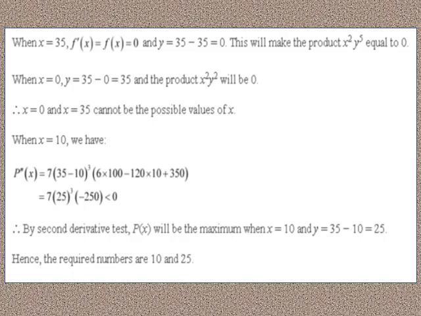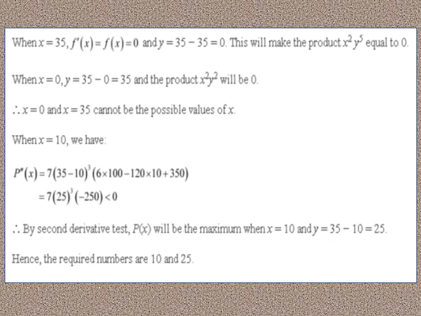So we have 3 values. If we put x equals 35 in P'(x) or P(x), in that case we will get y equal to what? Because y was 35 - x, so we will get y equal to 0. This will make the product equal to 0.